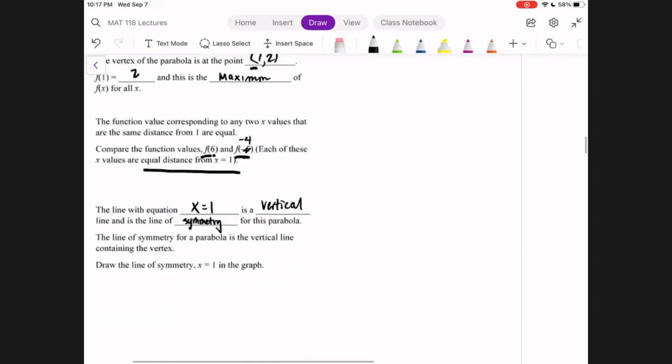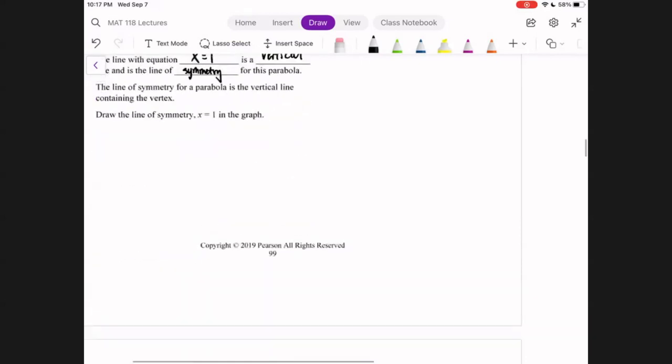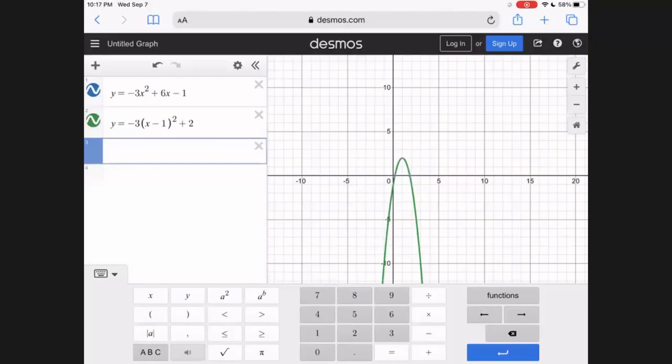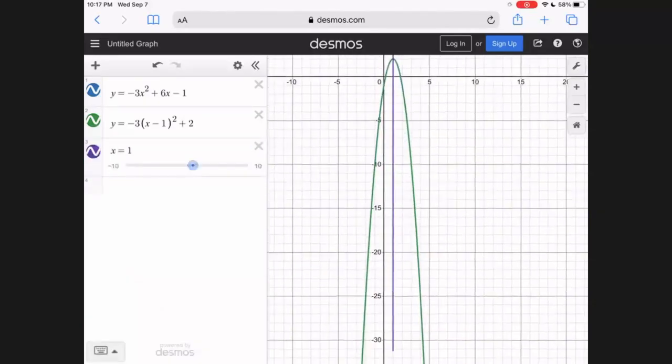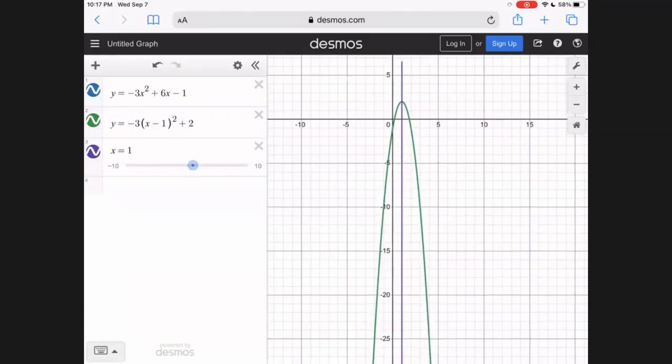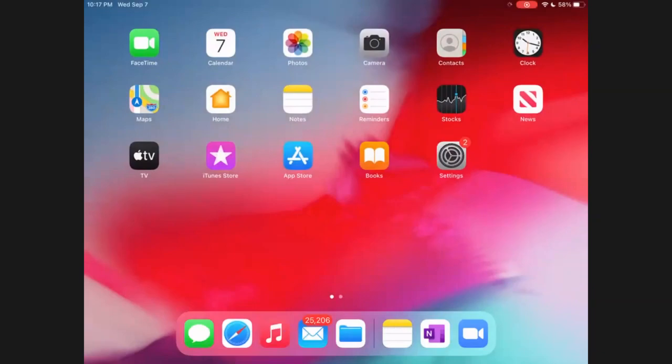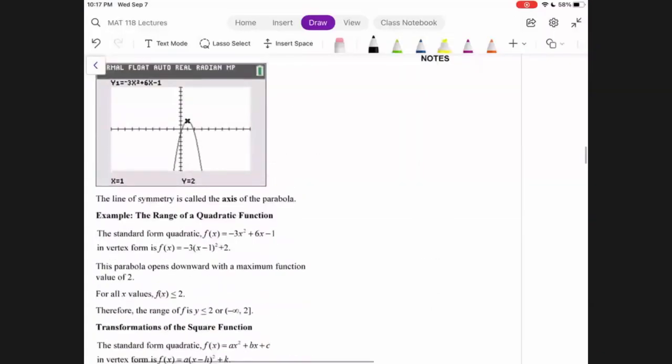Okay. You could draw the line on the graph, and we can do it on Desmos right now. So on Desmos, if I type x equals 1, I have that vertical line, and you see it cuts that parabola in half nicely. Okay.